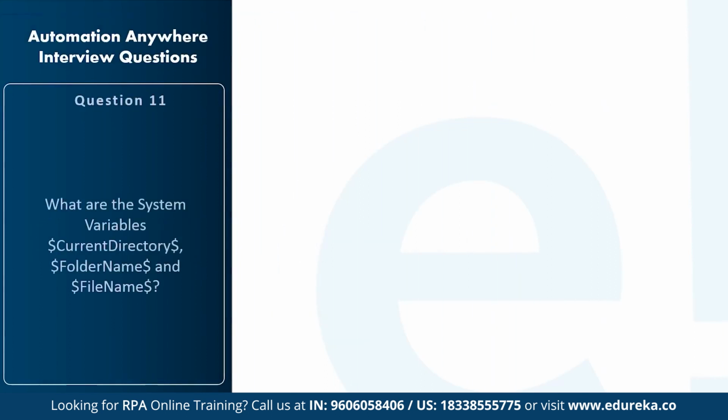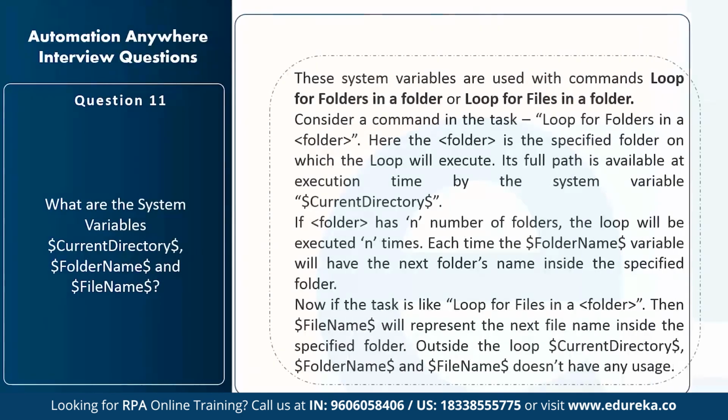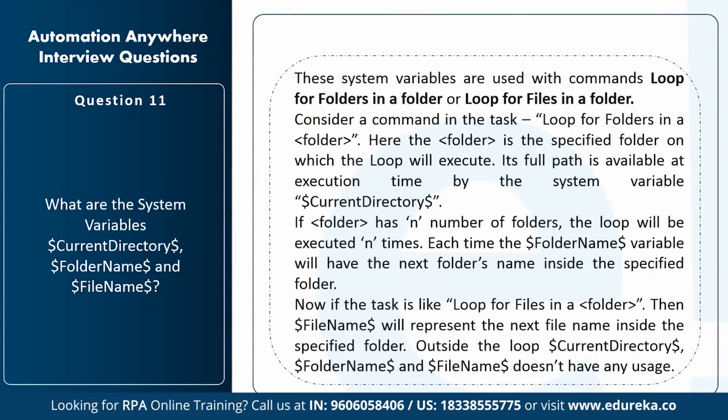Now moving on to the next question, that is, what do the system variables current directory, folder name and file name mean? Well, the system variables current directory, folder name and file name basically are used with the commands loop for folders in a folder or loop for files in a folder. So basically, if you consider the command in the task loop for folders in a folder, here the folder is the specified folder on which the loop will execute. So it basically needs a full path which has to be available at execution time, and that you can provide by using the current directory.